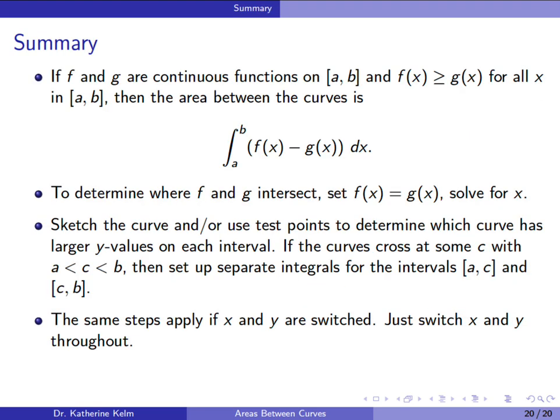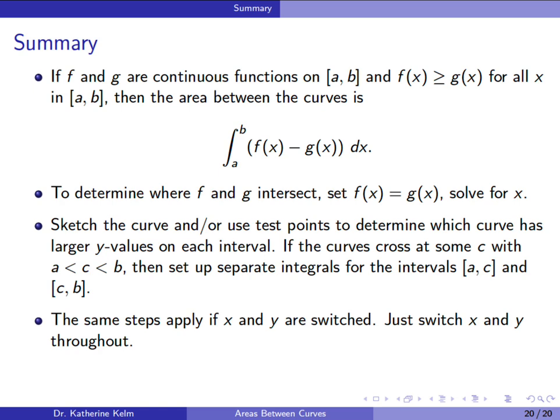In summary, if f and g are continuous functions on an interval from a to b, and f of x is greater than or equal to g of x for all x in that interval, then the area between the curves is the integral from a to b of f of x minus g of x dx. To determine where f and g intersect, set f of x equal to g of x and solve for x. I recommend that you sketch the curve and/or use test points to determine which curve has larger y values on each interval.